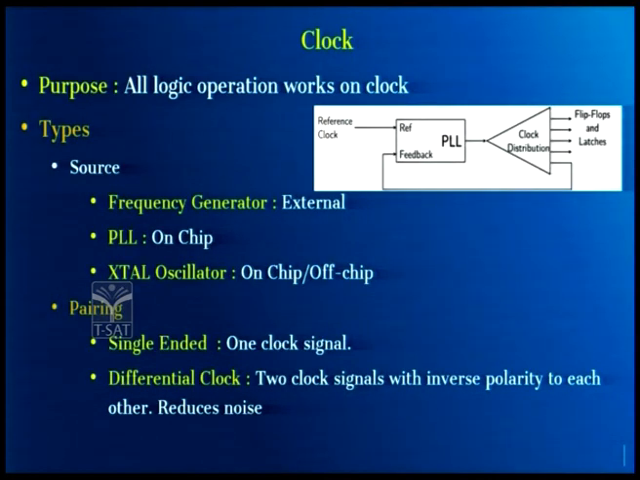Okay. And the next one is on the pairing. Usually how are clocks generated? Basically you can have a single ended clock and a differential pair clock. With a differential clock, we drive two clocks, the P and N. One will be the actual clock, and the inverted version of the same clock will be driven as N.